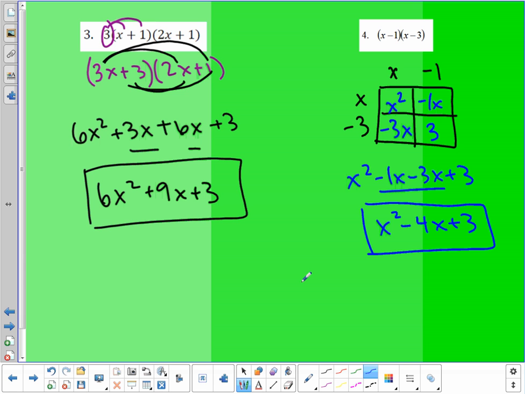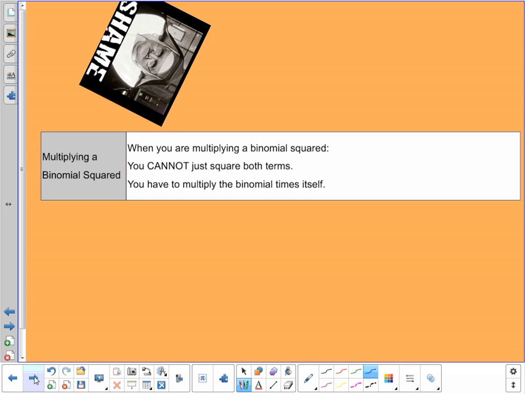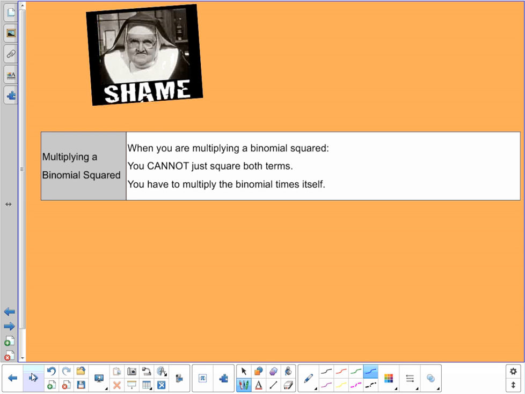So now let's talk about multiplying a binomial squared. When we have a whole binomial that's being squared, meaning it's a binomial that's multiplied by itself, do not just square both terms. That's what most people want to do. We have to actually multiply the binomial by itself. So this is going to be the binomial times itself. If you just end up squaring both terms, I'll show you what happens, but you lose some. You won't get those middle terms that we need.